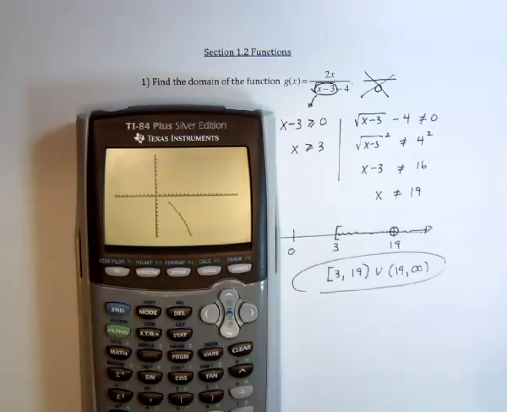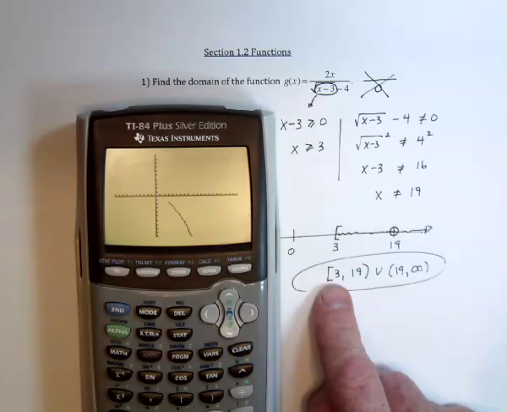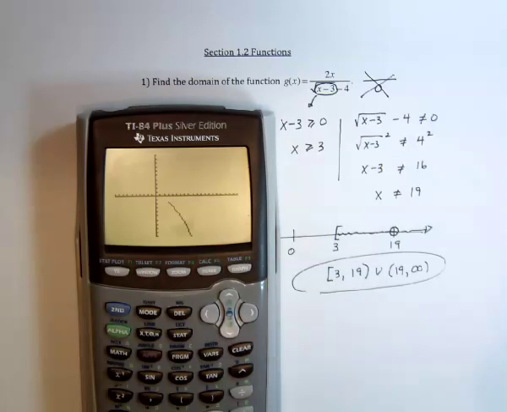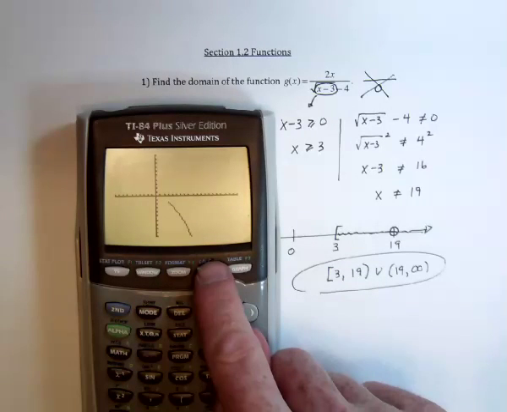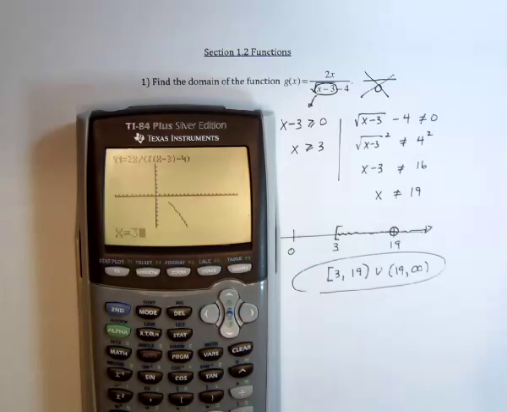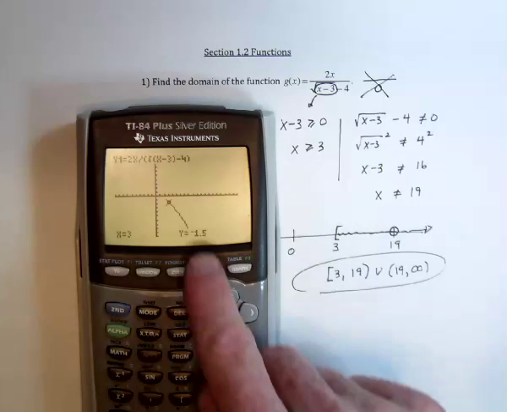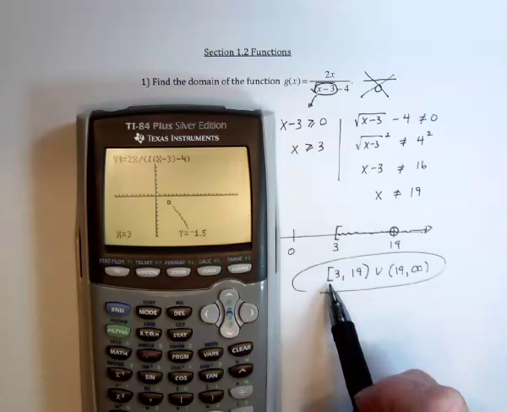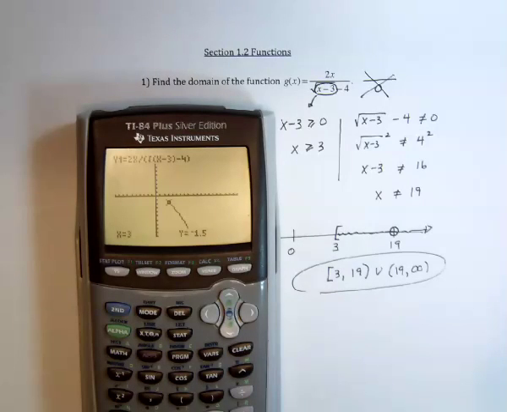and the graph seemed to go down rapidly. But one thing to notice is that it starts at 3. At x equals 3, right here, that's where the graph starts. And if we trace, you can actually plug in 3, and it'll just say x equals 3. And when you say enter, sure enough, that is a y value, that is part of the graph. So this square bracketed 3 is correct.